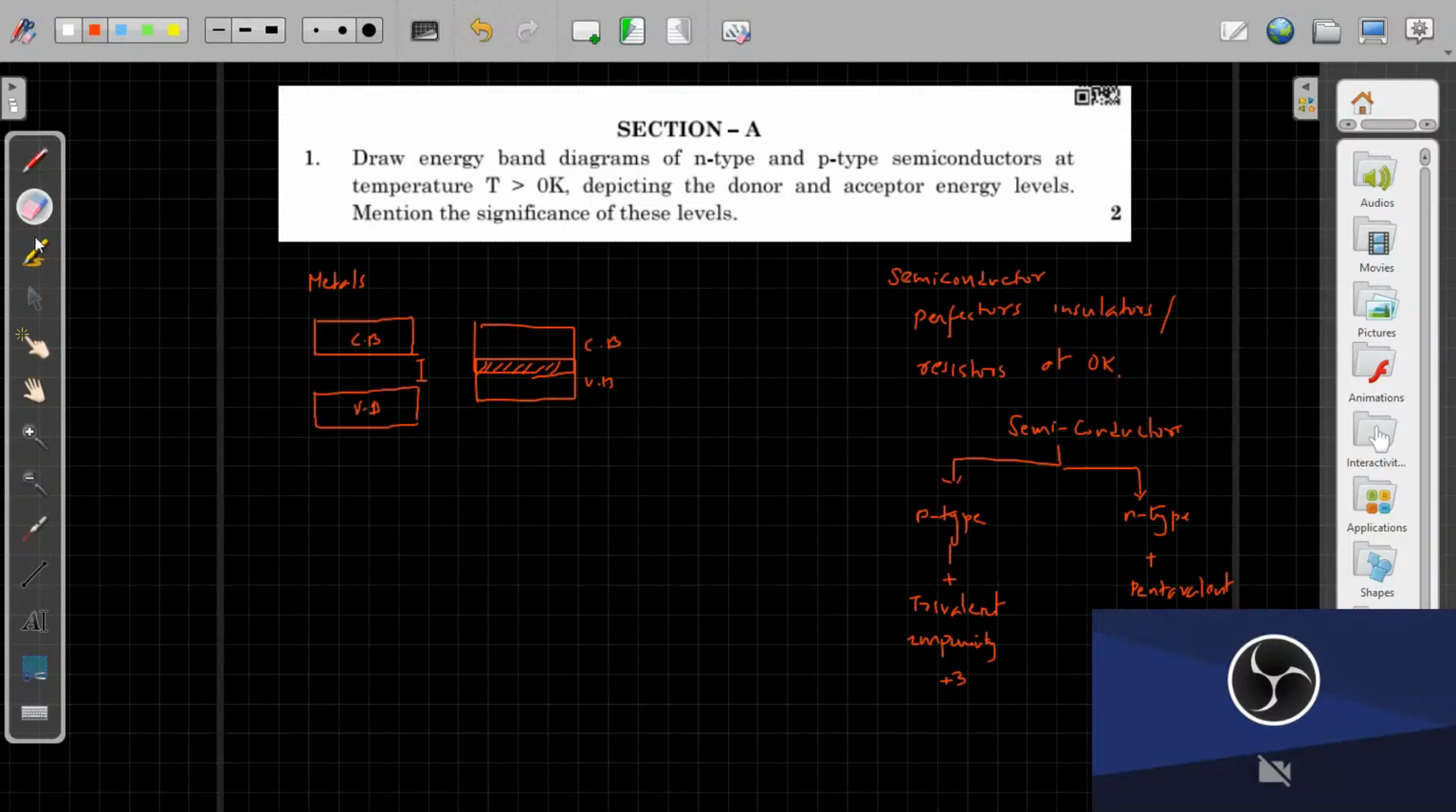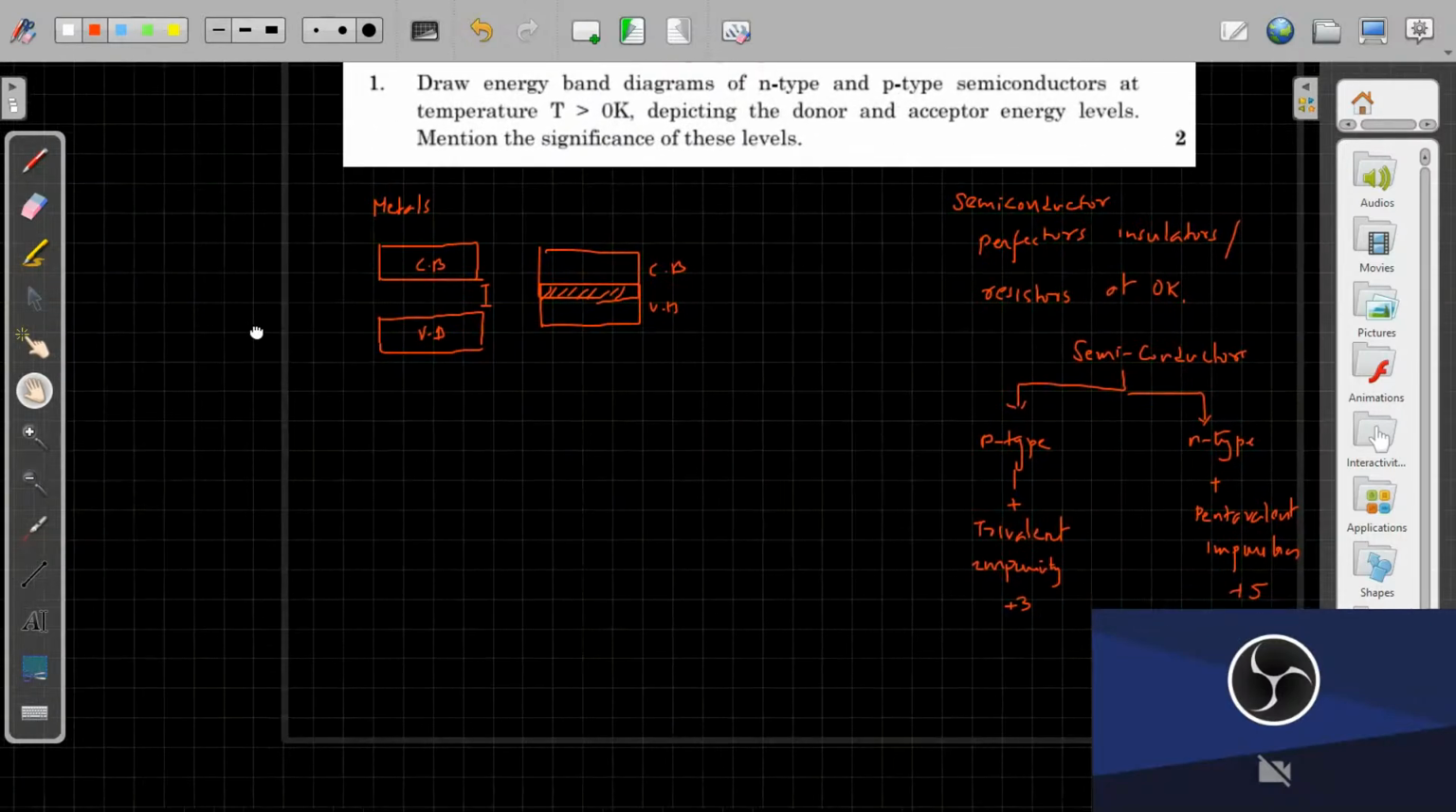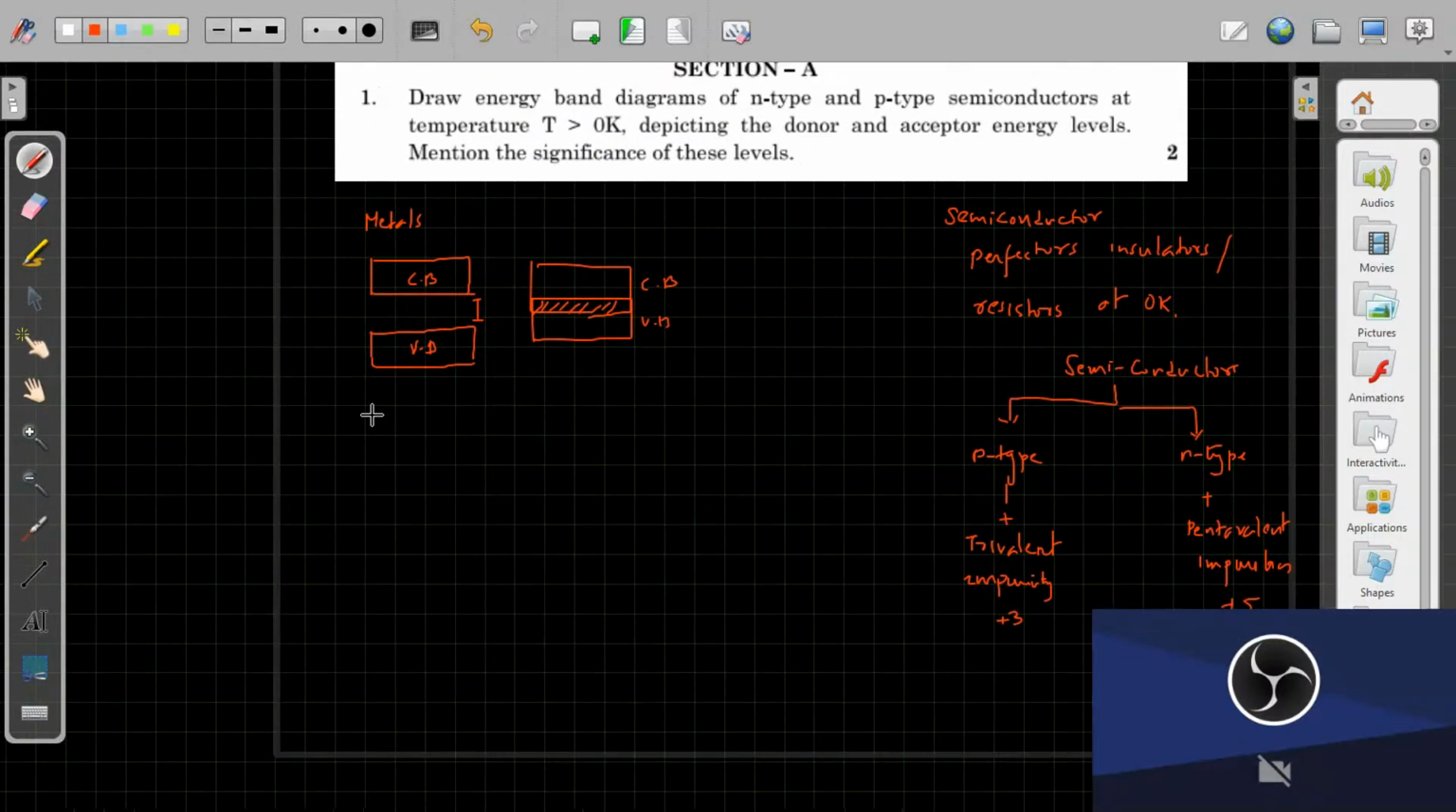But in case of insulators, this gap is very large, greater than 3 electron volt. It is not possible for any electron present in the valence band to get enough energy from the surroundings and jump to the conduction band. So they are perfectly insulating.